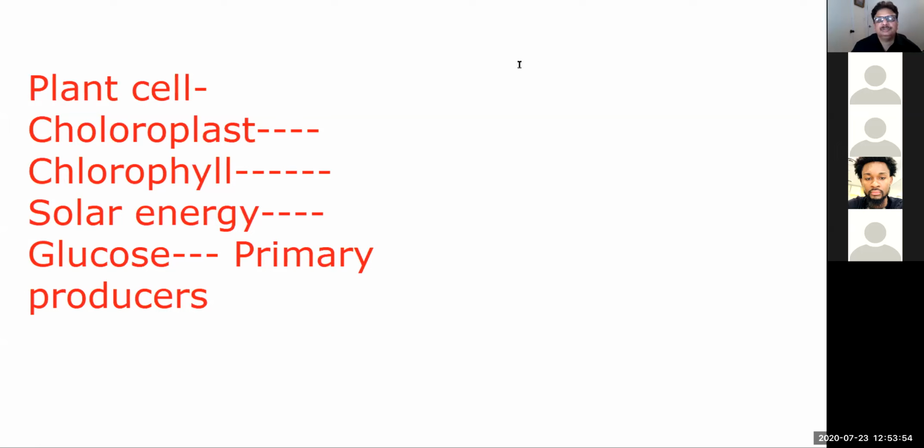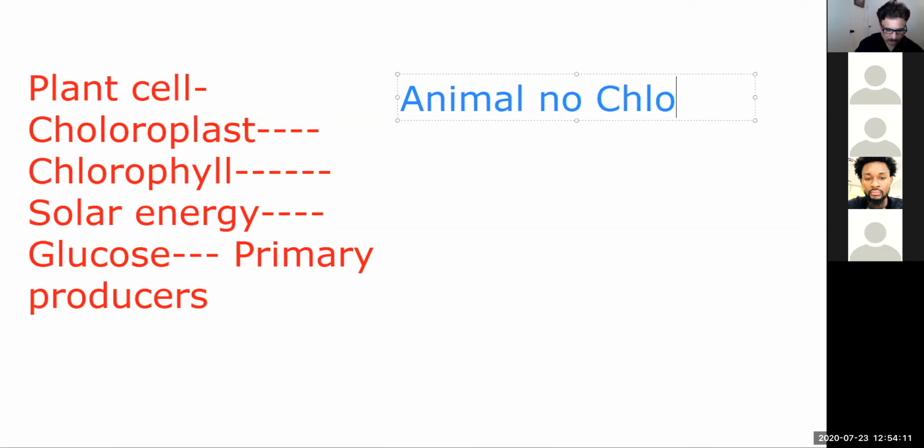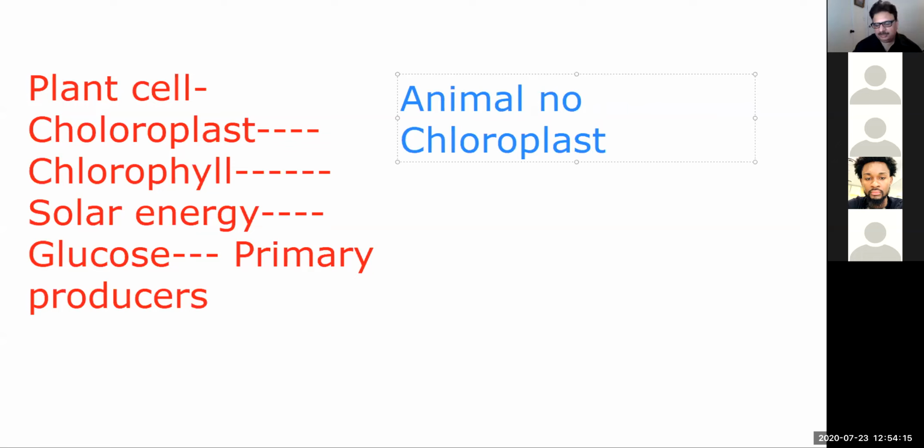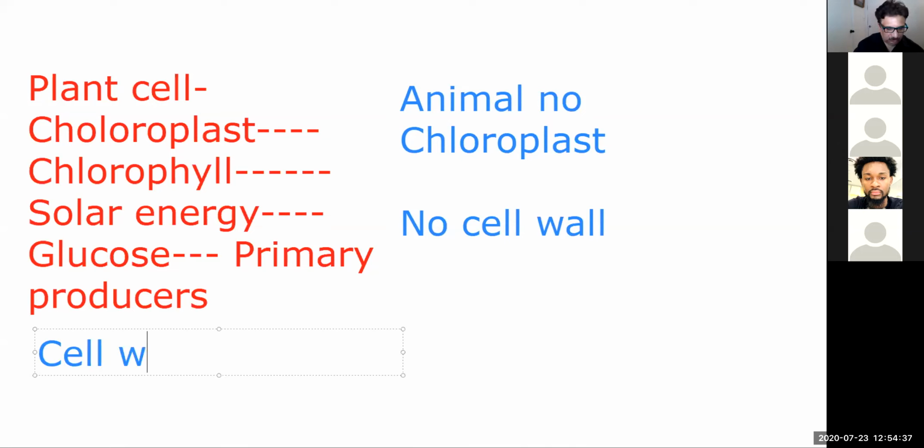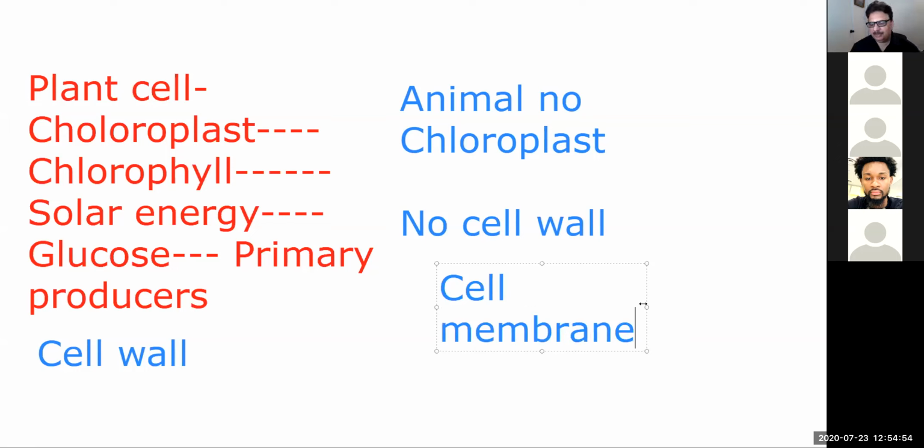Now, in contrast, animal cells don't have chloroplast. Let's consider humans as a model. Our cells don't have chloroplast, and our cells also have no cell wall. In plants, because plants are in direct touch with the environment, plant cells have a cell wall. Human cells don't have a cell wall. The only boundary a human cell has is called the cell membrane, and some books call this cell membrane a plasma membrane.